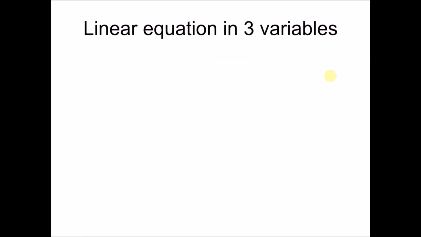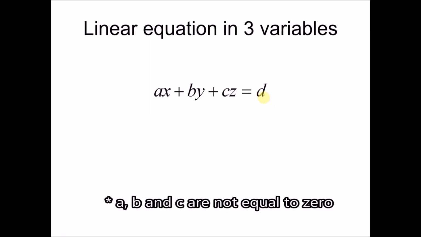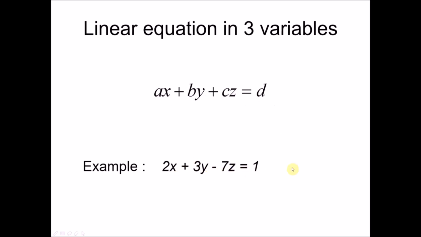Now we come to the linear equation in 3 variables, which can be written in the general form ax plus by plus cz equals d. Notice that the variables here are x, y, and z, where a, b, c, and d are constants and they cannot be 0. Examples are like 2x plus 3y minus 7z equals 1, negative 4x plus 5y minus 3z equals 0.